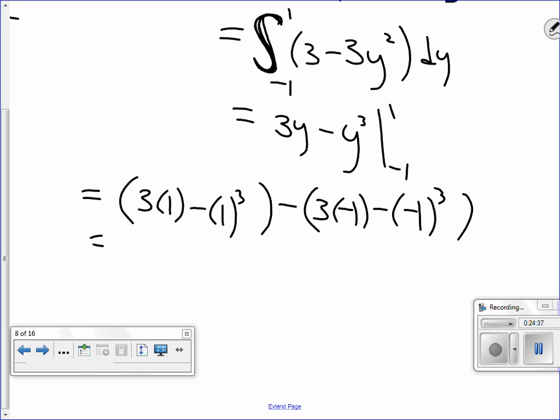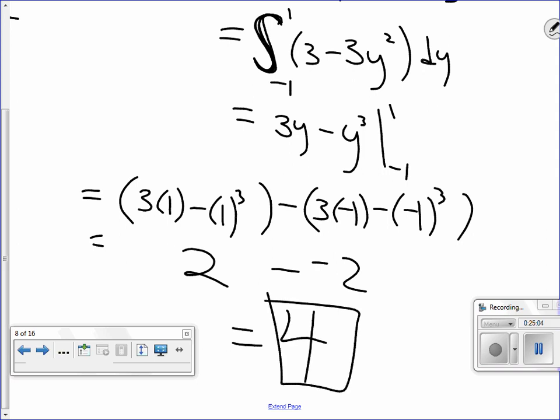Okay, so what do we get for 3 minus 1 cubed? 2. Minus, what do we get when we plug in the -1? -3 plus 1. Well, you got -3 minus -1, which is -2, right? So it'll be a +2, yeah. Total answer, 4. It wasn't really so bad.